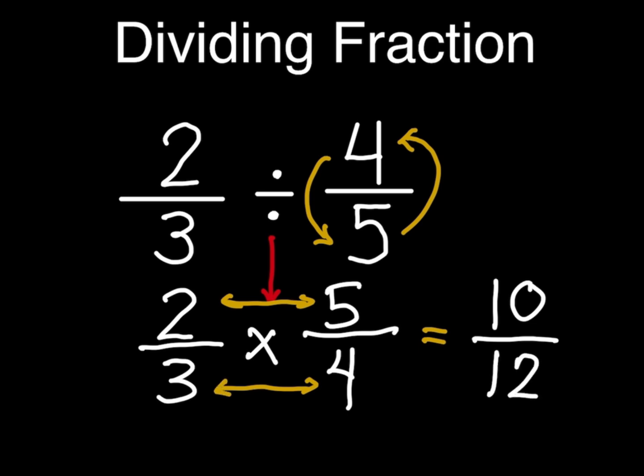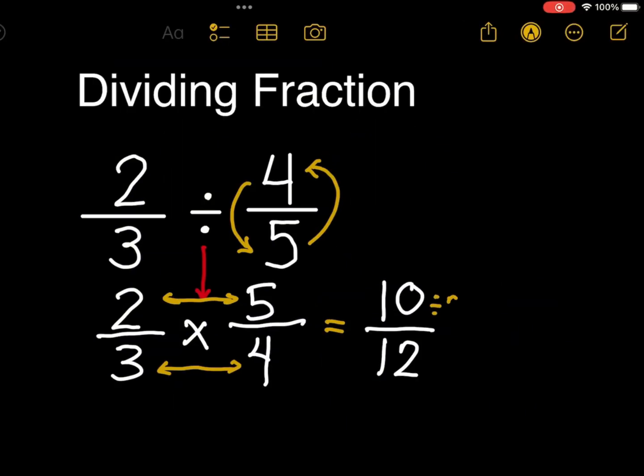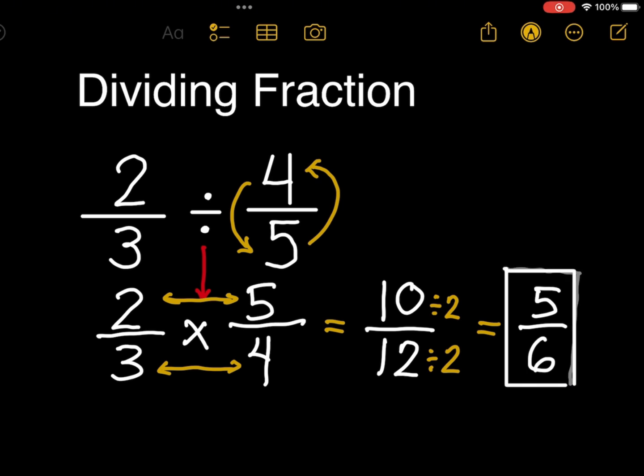But as you can see, 10 over 12 is divisible by 2 to get the lowest term or the simplest form. So 10 divided by 2 is 5. And 12 divided by 2 is 6. So therefore, when you divide 2 over 3 by 4 over 5, the answer is 5 over 6 in its simplest form.